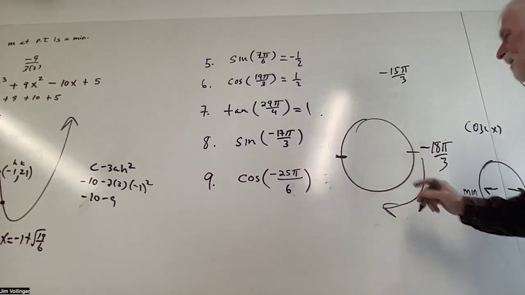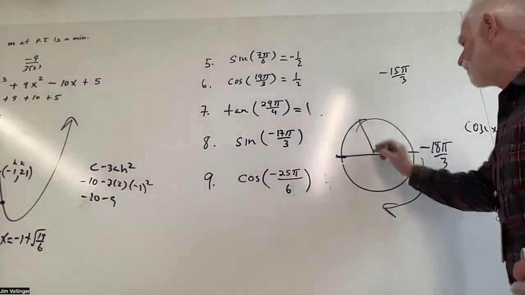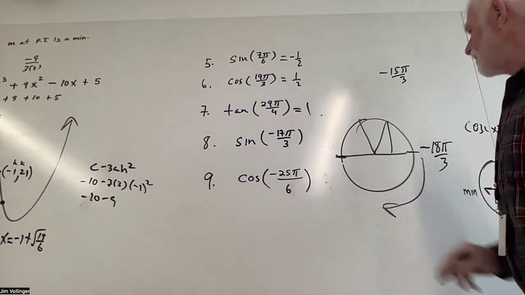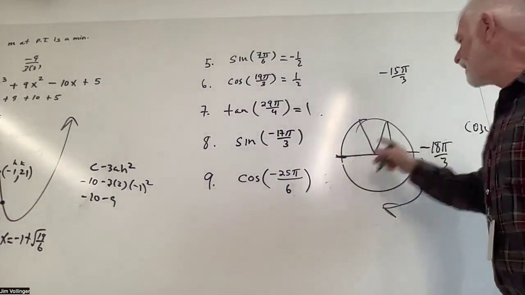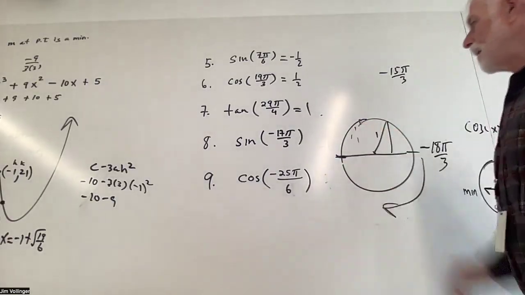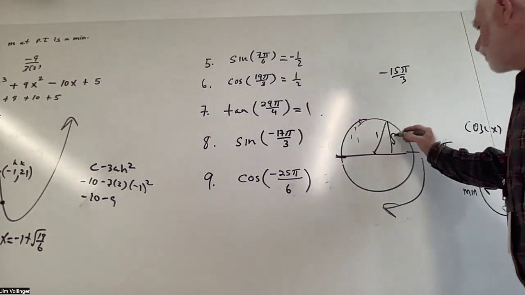Doesn't matter. I mean, if it was minus 15, I got to go 2 of them anyway, right? If it's minus 18, I got to back up 1. Not a very good, yeah, that pi over 3, yeah, that's a good drawing. So that's 1. And I'm looking for the sine, so root 3 over 2.